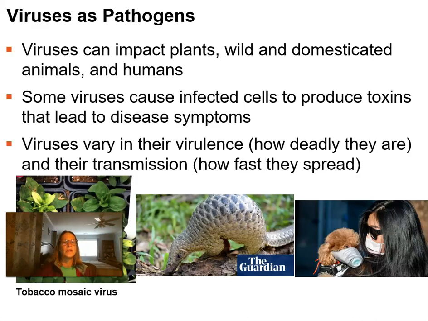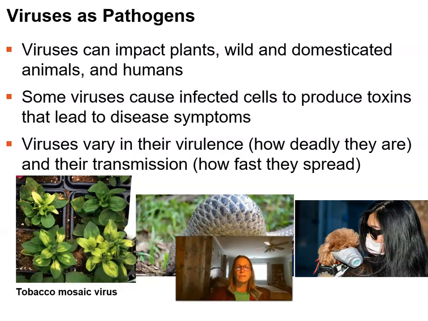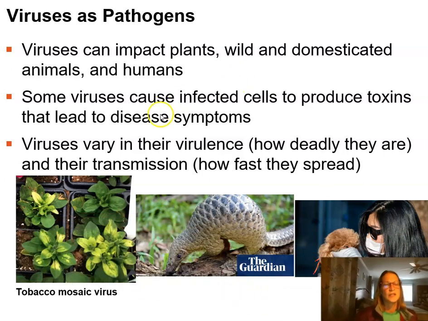Okay, so viruses, besides the ones that infect bacteria, the phages, other viruses can impact plants, wild and domesticated animals, and also humans. So here's a virus that infects plants. It was talked about in your book, especially in the beginning of the chapter. This is the tobacco mosaic virus.